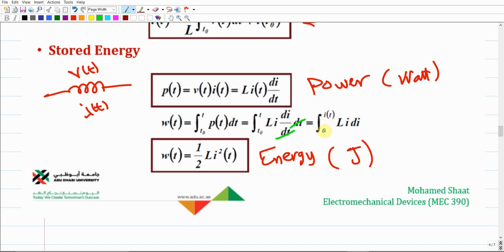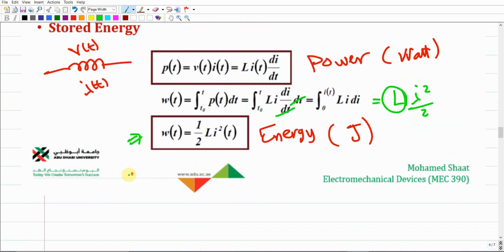So we're going to end up integrating from 0 to I, L i di. This integral is going to give us L I squared over 2, as long as L is constant with respect to the current. It means that we're using a material that does not depend on the current, so this inductance will be constant. So we end up with this expression for the energy stored in the inductor.